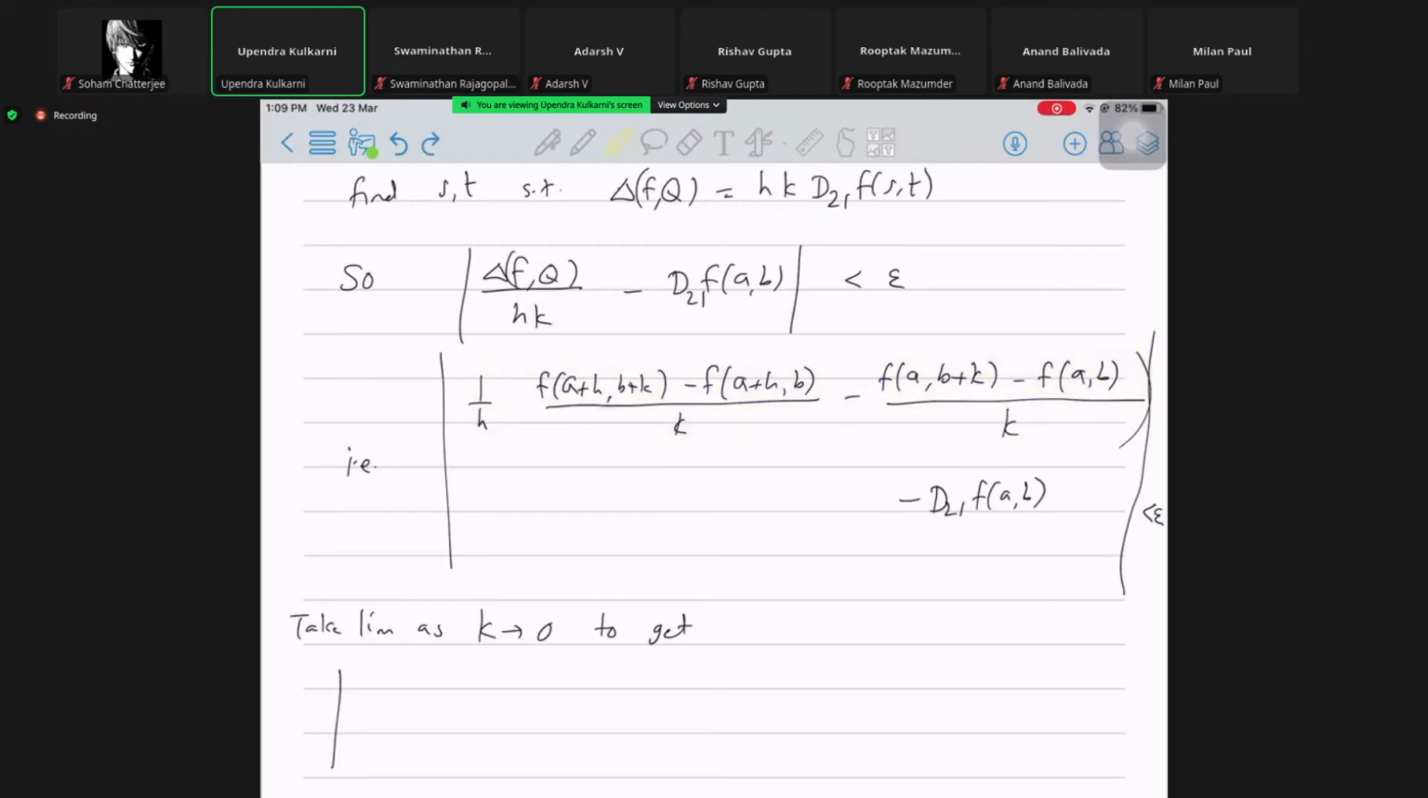What is the limit of the quantity that is in the parentheses as k approaches 0? Come on. Del f by del y, right? First at a plus h comma b, and then at a comma b. So a plus h comma b minus del f by del y of a comma b.